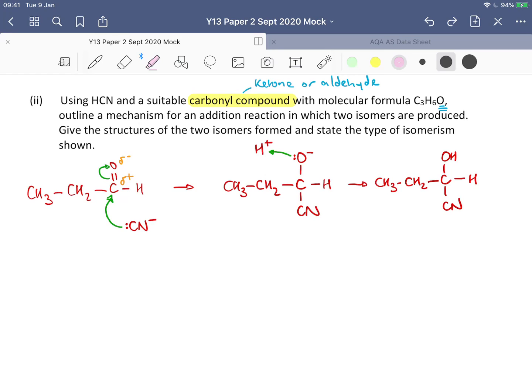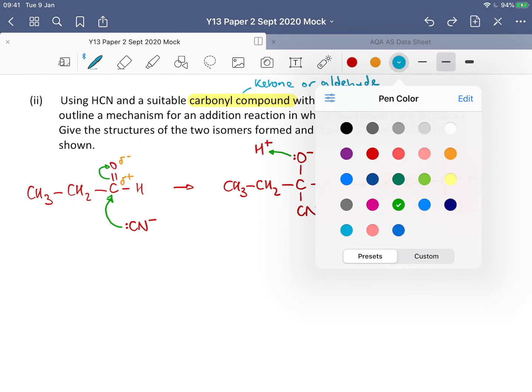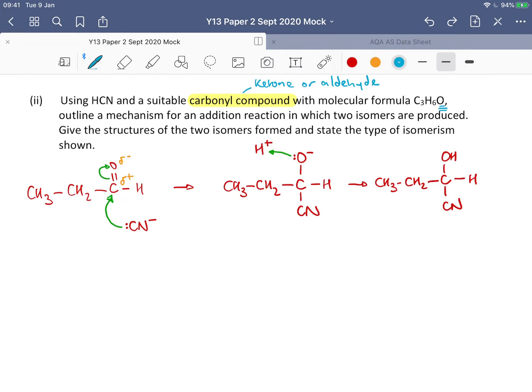So let's go back and number what we had to do. So we had to identify a suitable carbonyl compound. We had to outline the mechanism. And we have to give the structure of the 2 isomers, and we have to state the type. So we've chosen a suitable carbonyl compound, but we needed to do that knowing in advance what the isomerism was going to be, really. And then we have done the mechanism. So now we need to draw them.